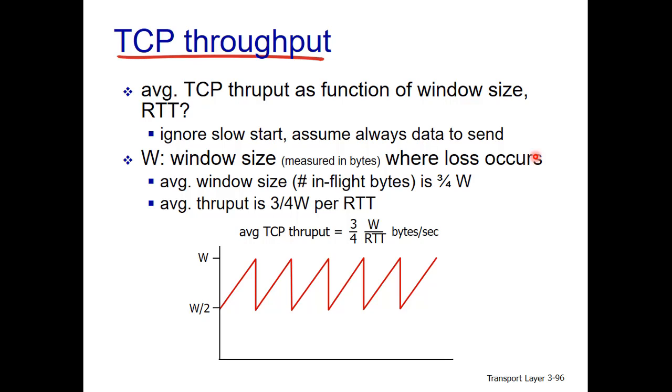If you want to find the average throughput, this becomes a sawtooth waveform, with the window size going from W by 2 to W. We are not going into detail on how to derive that formula, but for TCP you can measure the throughput as 3 by 4 times W by RTT, in bytes per second, which tells you the throughput of TCP.